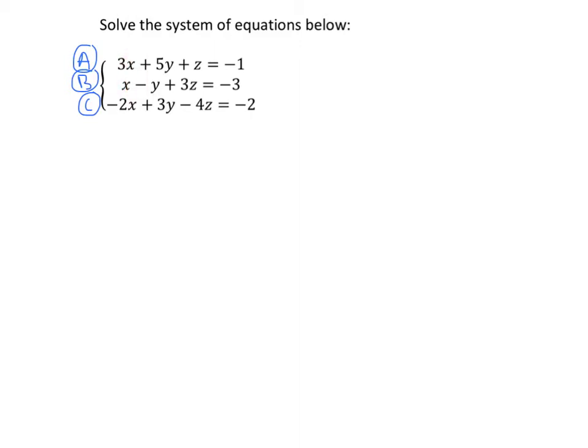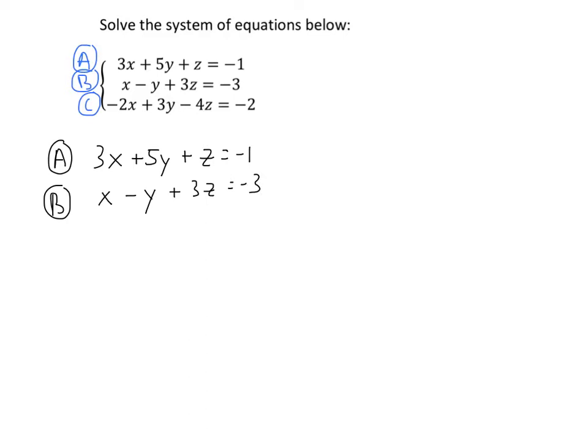Let me rewrite this. Equation A is 3x plus 5y plus z equals -1. Equation B is x minus y plus 3z equals -3. To eliminate x, and again, you don't have to do x, but I think it's an easy one here. Equation A already has +3x, so I'm going to need to multiply equation B by -3.